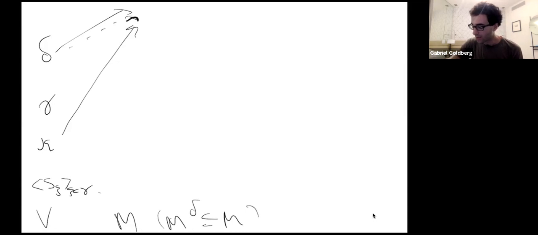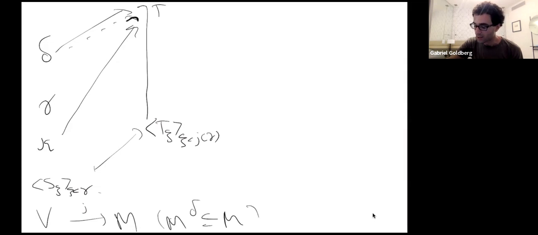And that gets mapped up by this embedding j to some sequence T sub c for c less than j of gamma. And Solovay's lemma says that if we look at these sets T sub c, the xi that belong to the range of j are exactly the xi such that T sub xi is a stationary subset of this ordinal, the sup image of delta. So let me try to draw this a little bit more clearly. This ordinal here is going to be the key, delta star.